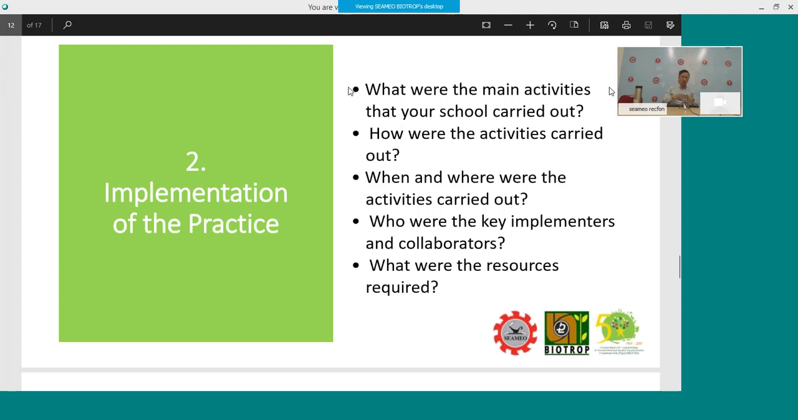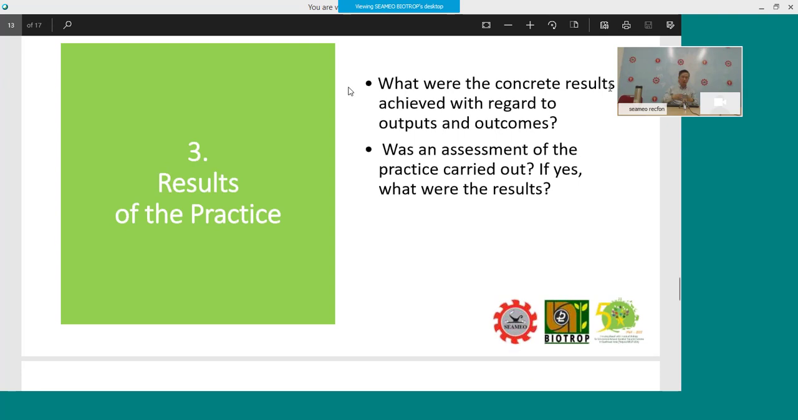And so every now and then you will assign someone to turn around or look and monitor the compost heap, so you will see that. So this is how you describe the implementation of your practice, by asking all these questions. Okay? The third section in writing the best practice is looking at what the results are.